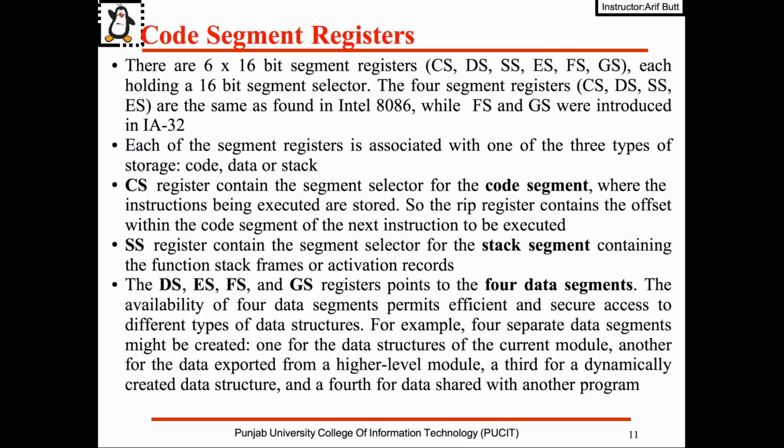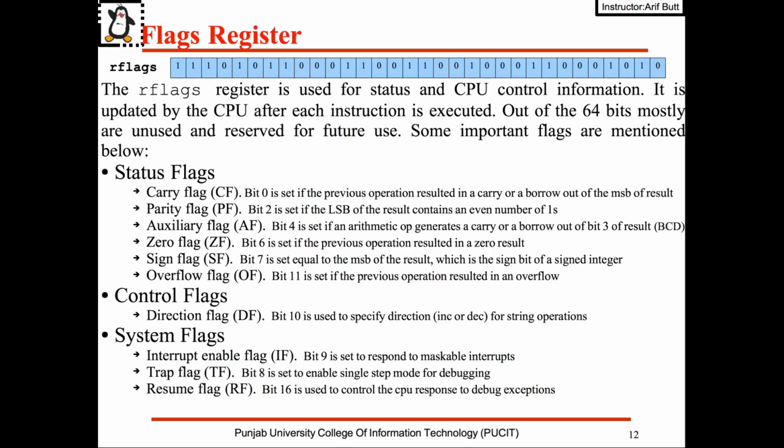Other than the general purpose registers, we have the segment registers. There are 6 16-bit segment registers. Each of the segment registers is associated with one of the types of storage: the code, data, or stack. The CS register in particular contains a segment selector for the code segment. The SS register contains the segment selector for the stack segment. The DS, ES, FS, and GS registers point to 4 data segments. And the availability of 4 data segments permits efficient and secure access to different types of data structures. You can see the details in some assembly book.